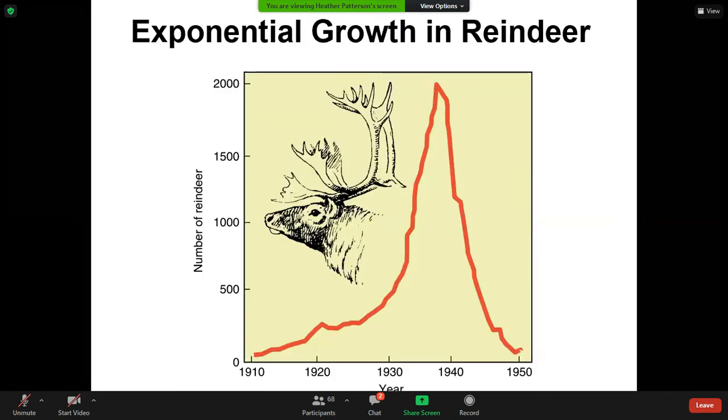So here's a nice example in reindeer. This is a reindeer herd on St. Paul Island in Alaska, and it was introduced in 1910. At the time of the introduction, the population consisted of only 4 males and 22 females. And in only 30 years, the population increased to 2,000. So the population grew too large to be supported by the resources available on the island when we got right up around here. And so obviously they crashed. This type of growth curve is very typical of populations that grow rapidly and exceed available resources.